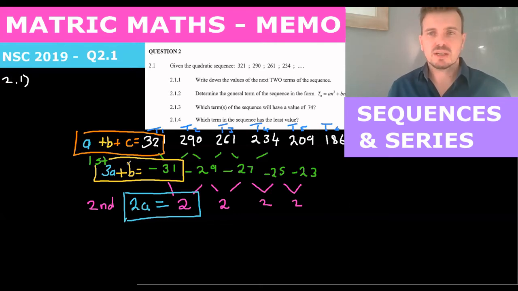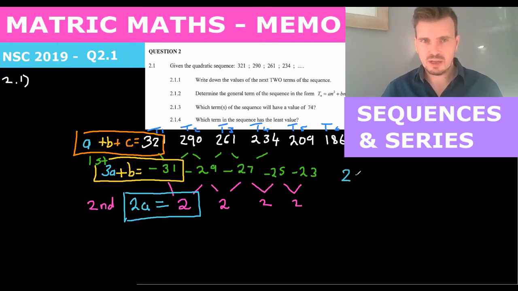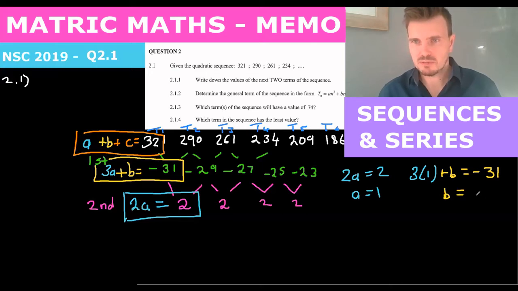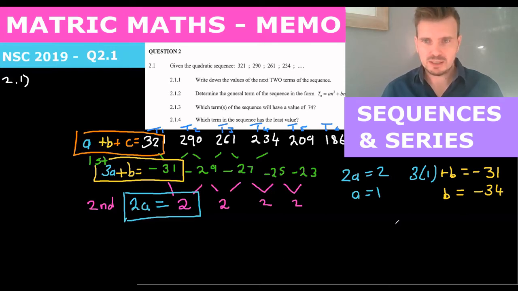So then we use these numbers in order to calculate. The first one, we're going to calculate A. So 2A equals 2, and so A equals 1. Then 3 times 1 plus B equals minus 31, and so we see that B is equal to minus 34. And finally, C.